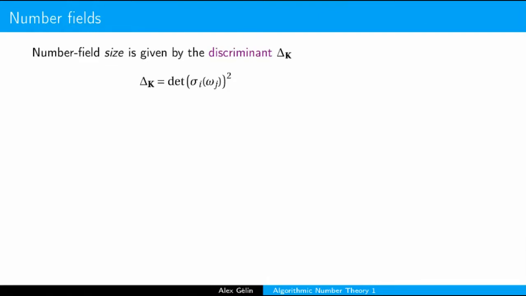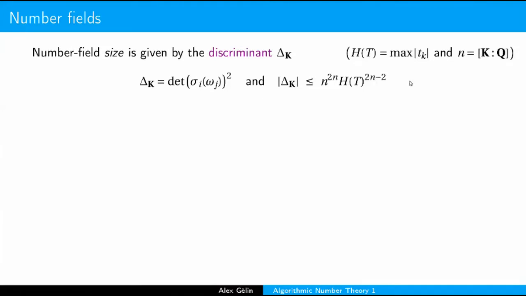A bit more about number fields. Of course, there are different sizes, different number fields, and I want to give a size to them. This is done by computing the discriminant of the number field. The definition of the discriminant is the square of the discriminant of the matrix constructed thanks to the embeddings of the integral bases. Okay, not really clear, but we know that if we have a defining polynomial, then you have this expression that comes up.